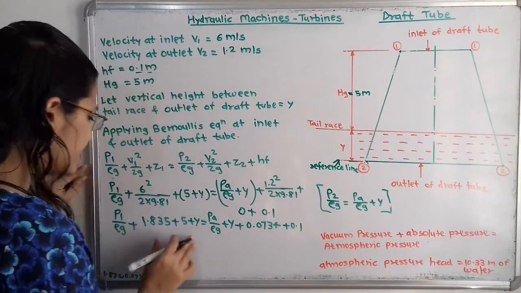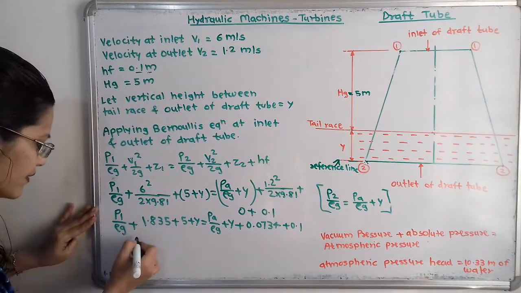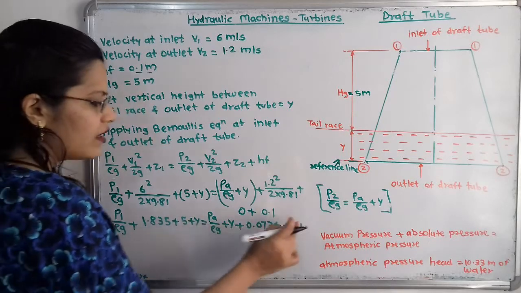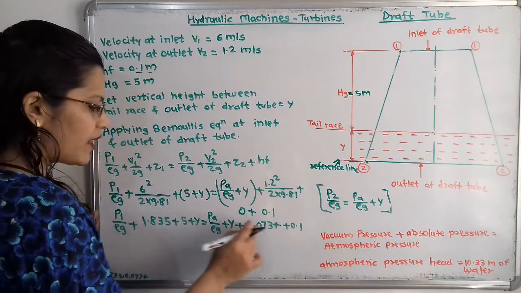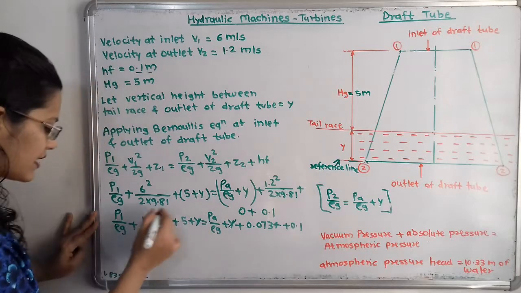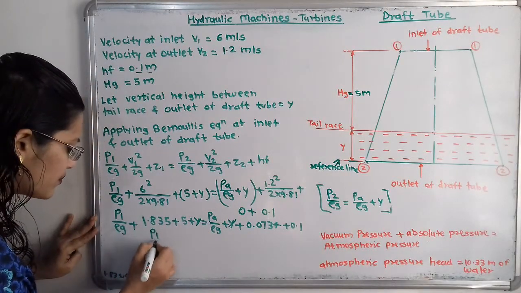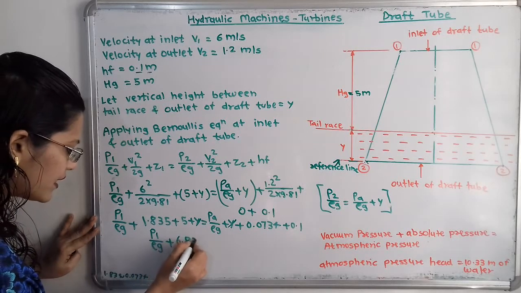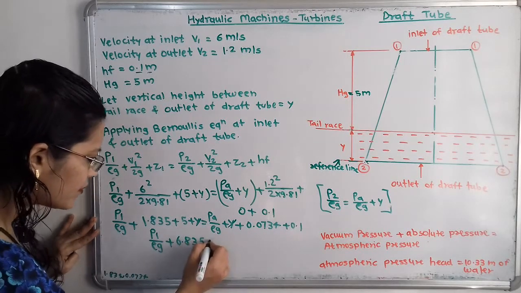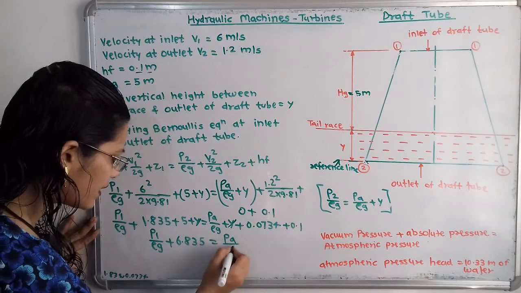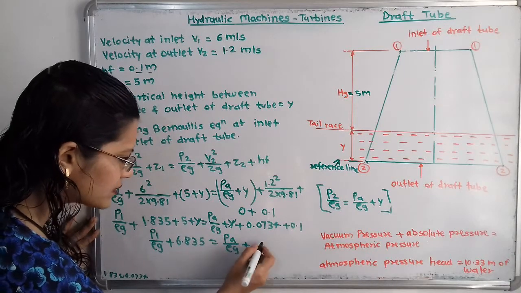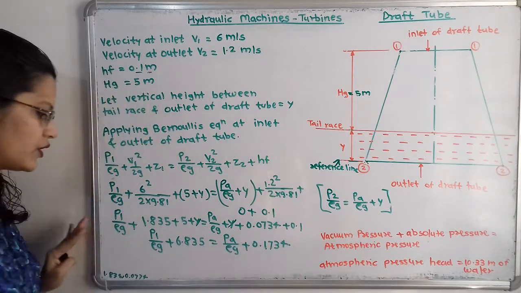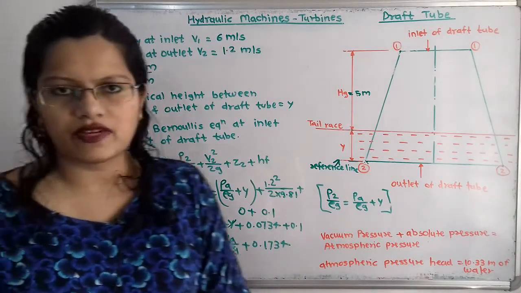Now again if I simplify this, on both sides I will subtract this y distance, then this y is getting cancelled. So again we can simplify this: P1 by rho g plus 6.835 is equal to Pa by rho g plus 0.1734. So this is the simplified equation.